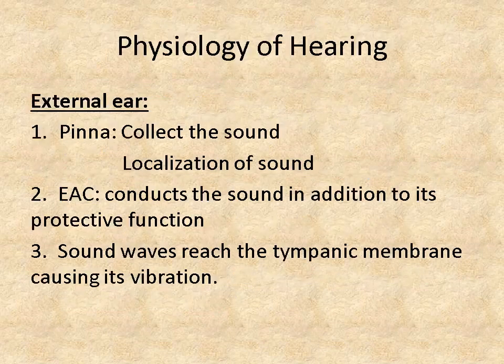So what is the physiology of hearing? If we start with the external ear, sound reaches the external ear, the auricle. The auricle acts as a funnel that collects the sound and is responsible for localization of the sound as well. Sound is then transferred from the auricle through the external auditory canal to reach the tympanic membrane, causing its vibration.